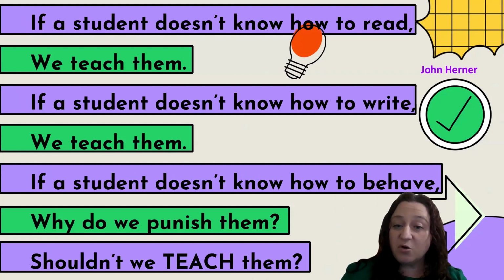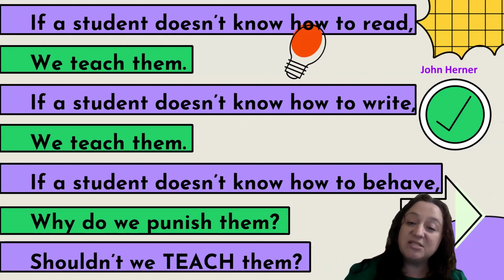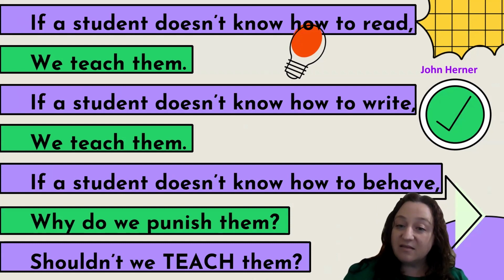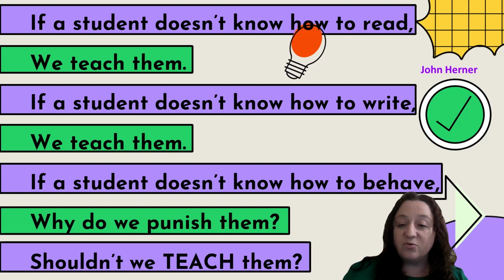Because if a student doesn't know how to read, what do we do? We teach them. If a student doesn't know how to write, we teach them. Sadly, though, in most of the settings that I've been in, if a student doesn't know how to behave, we punish them. Why is that? Shouldn't we teach them? Isn't that what we do in all other cases? We figure out where the skill deficit is, and we teach our students what to do, and we teach them through the use of reinforcement.